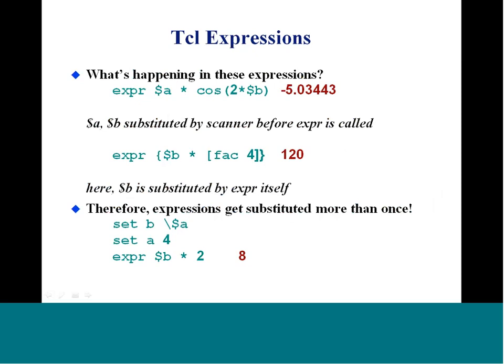So now let's look into one of the things that we saw earlier in more detail. This is the expression A $A multiplied by cos 2 star $B 2 multiplied by $B. So here $A and $B are substituted with whatever values they have, and then expr is called after that. So it is substituted and then expr is called, and then expr goes to cos and says that hey, I don't know this value. So recursively that goes back, it gets evaluated, then it goes back to expr, and then you get this answer.